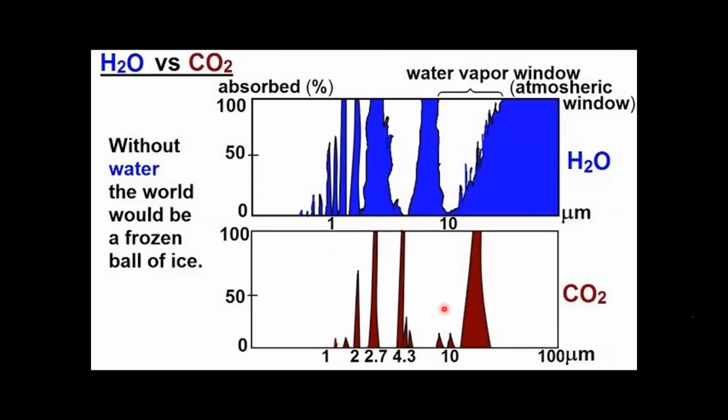Now, here is the comparison between water vapor and carbon dioxide absorption. You can see that water vapor absorbs in many wavelengths, while carbon dioxide absorbs in a few wavelengths. Carbon dioxide is a linear triatomic molecule, while water vapor is a nonlinear molecule. Water vapor is a more complex molecule that we have to deal with.